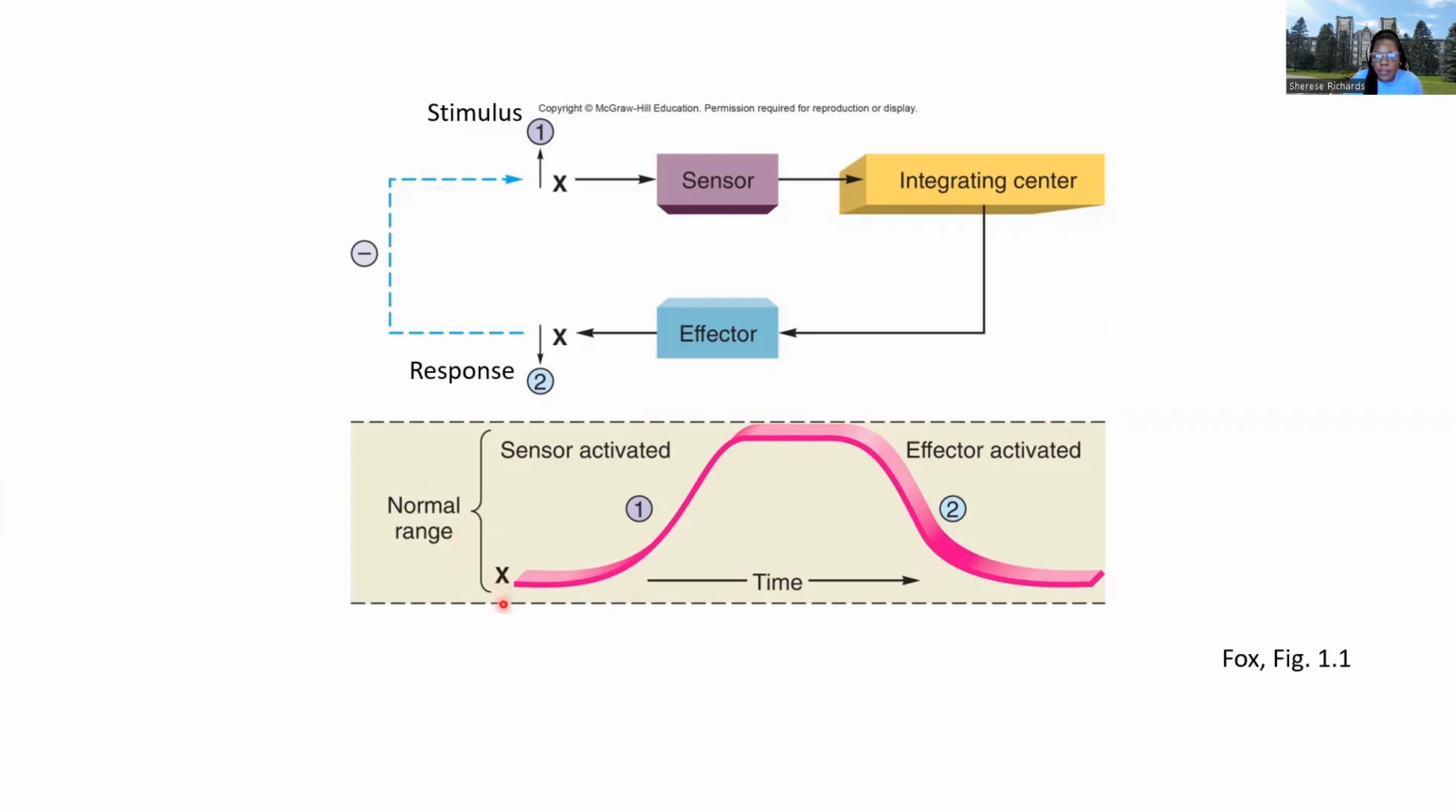At the bottom here, we've got, again, our normal range. Here is our sensor being activated because we've shifted away from the set point. Here is our integrating centers sending those corrective instructions. And then here is the effector organ bringing about the change or the response, and then consequently turning off that stimulus and bringing us back to the set point.